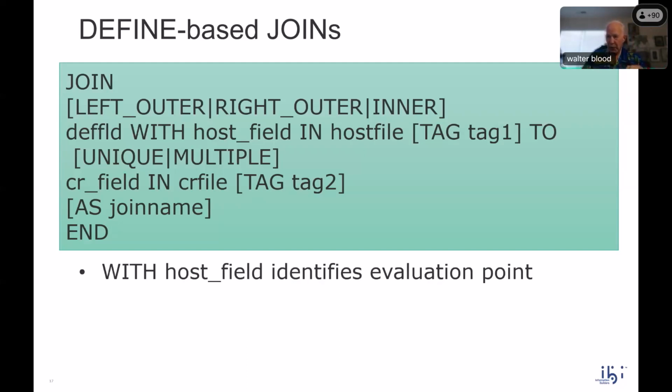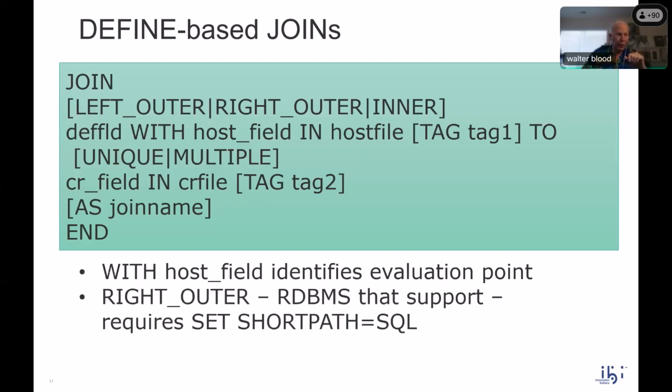Okay, where's the join actually going to take place? If I've got a multi-segment file that I'm joining from, where am I going to evaluate this? How far down that file do I need to go? The join will be done at that particular point, and based on the define field. With a right outer, you need to have SET SHORTPATH SQL turned on. That's required. We'll talk a little bit more about what short path is in a bit. But just so that you know, heads up, right outer, whenever we're using it, assumes a relational database.